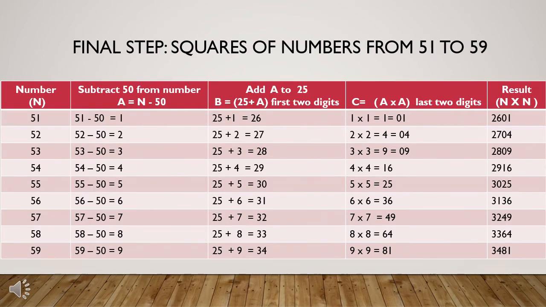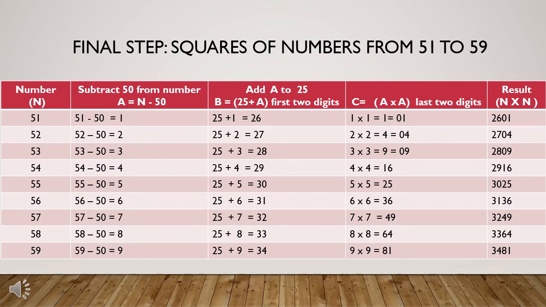Now since we have got our first 2 digits and our last 2 digits, what is our result? First 2 digits and last 2 digits. That means a 4-digit number that contains the first 2 digits and the last 2 digits. Very simple. So here's a table that explains all the steps together. Let's start with number 51. So our number is 51. We subtract 50 from 51. That is 51 minus 50 equals 1.